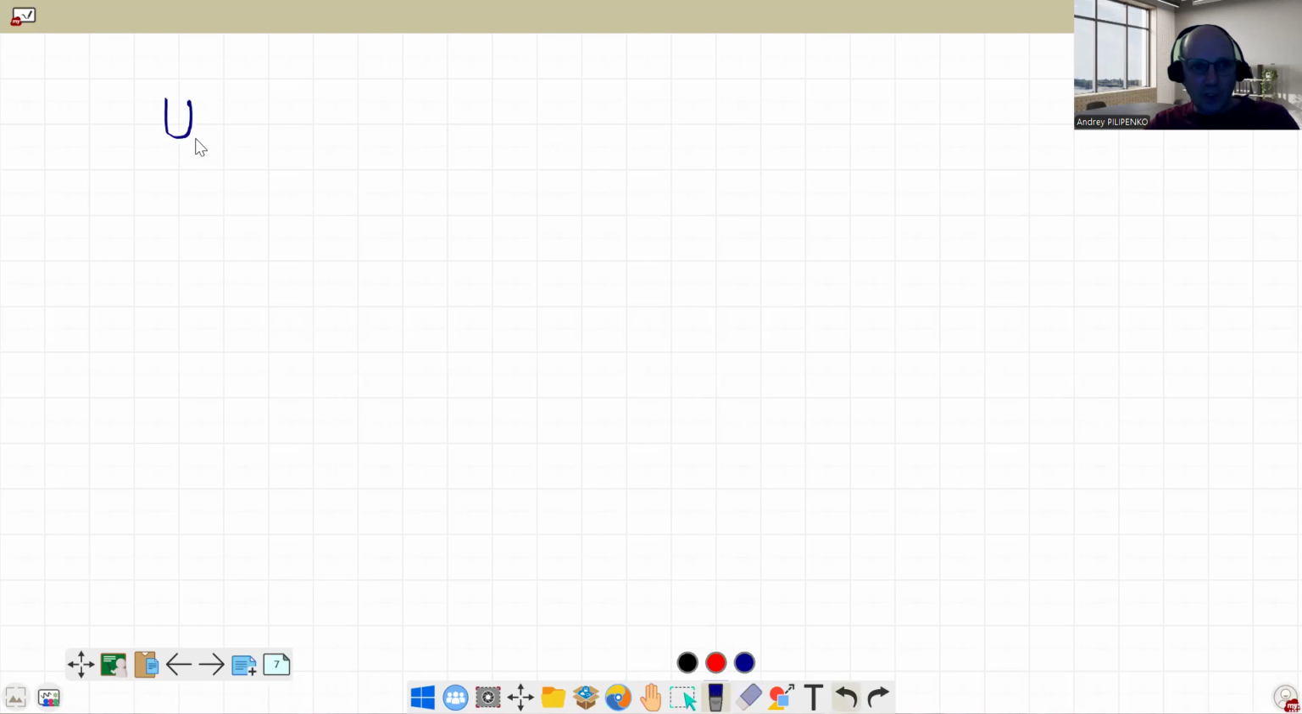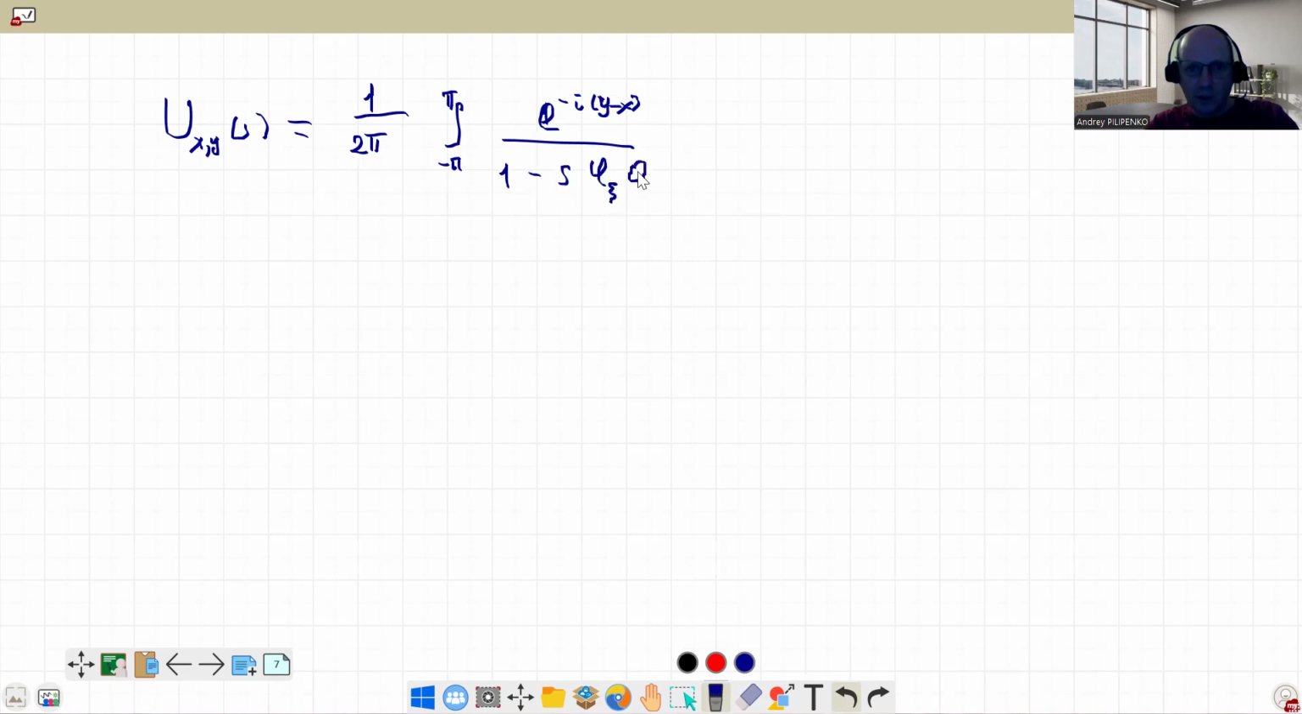important formula once again. So u x y of s is equal to 1 over 2 pi, the integral from negative pi to pi, of e to the minus i (y minus x) theta over 1 minus s times the characteristic function of psi, d theta.